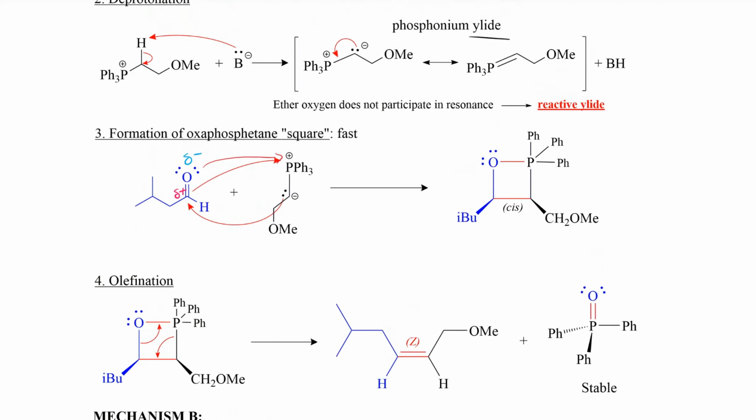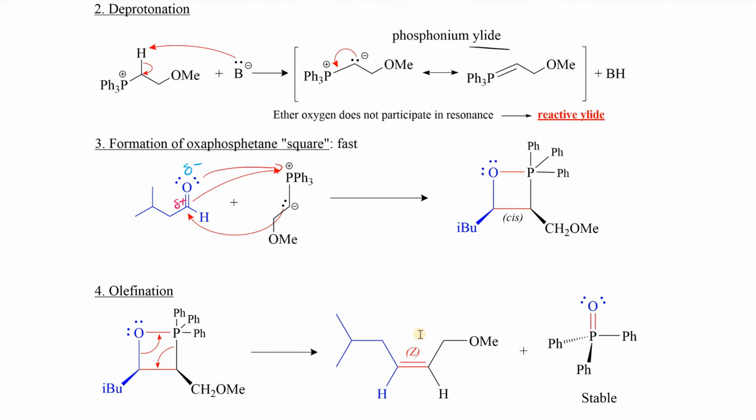Now step 4 is olefination, or the formation of our alkene here. How does that happen? Well, two things need to occur. We need to form the pi bond as well as get rid of this upper portion of oxaphosphatane, of this square. So if we get rid of the top portion and retain the bottom into our alkene, we'll form our Z-alkene and our stable compound.